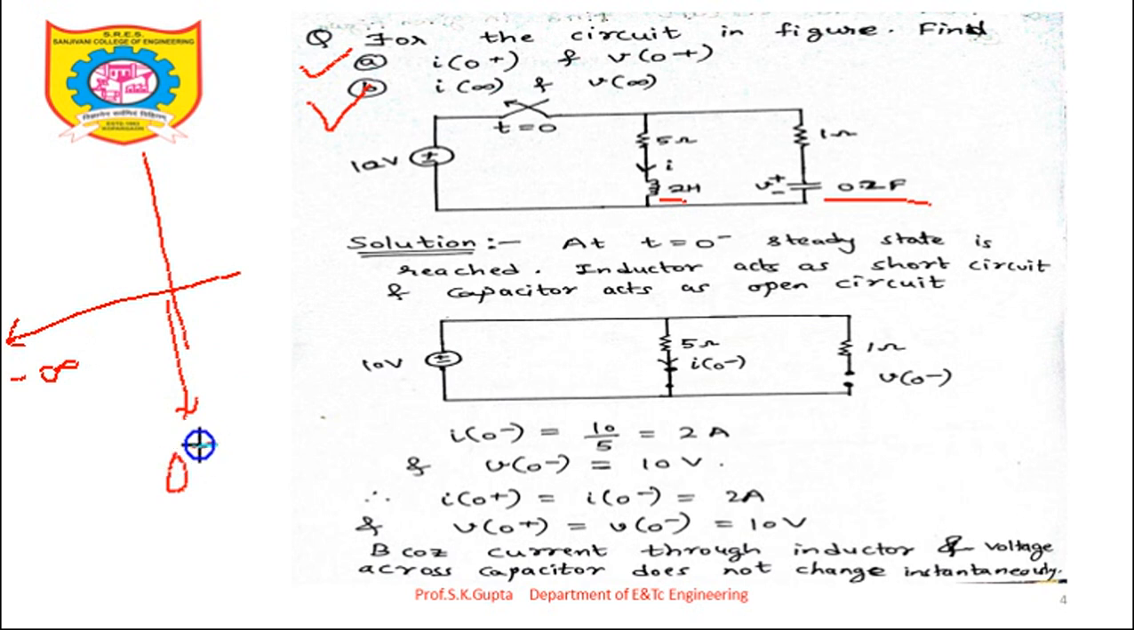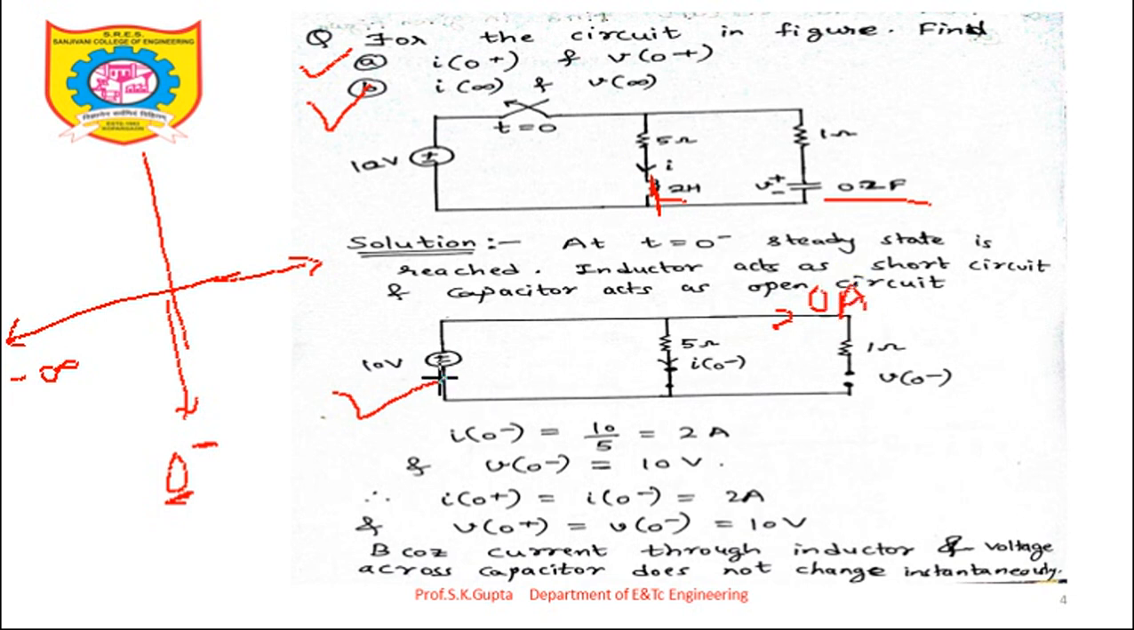You can see this video in which I have explained the various concepts. In that also we have written that at 0 minus we have steady state, and at t equal to infinity also we have steady state. So at t equal to 0 minus this is the circuit. Steady state means the inductor is short circuited and the capacitor is open circuit. So this is the circuit at t equal to 0 minus. Because of the open circuit no current will flow here, so 0 ampere current.